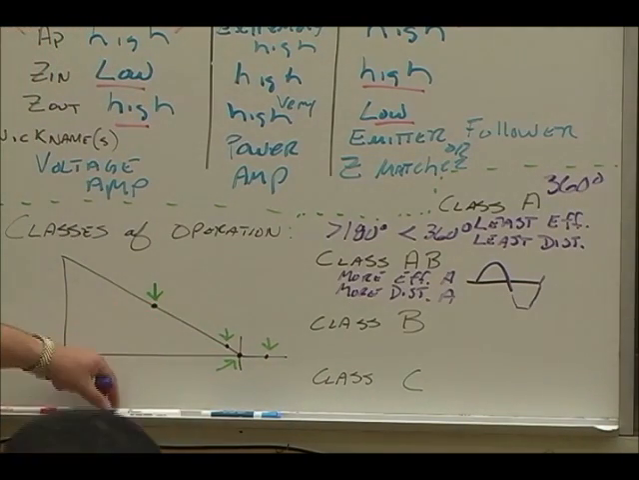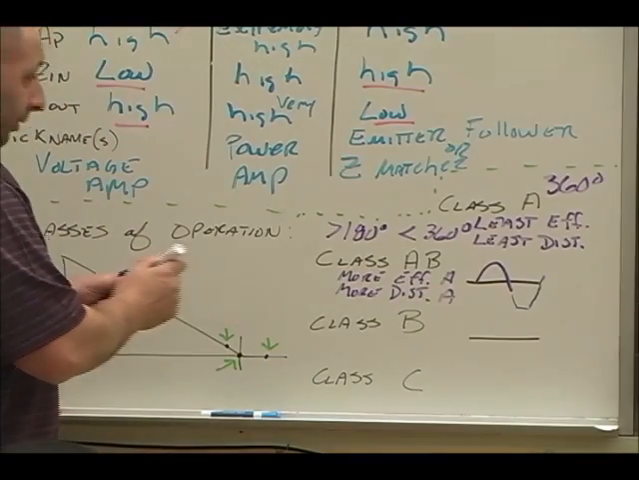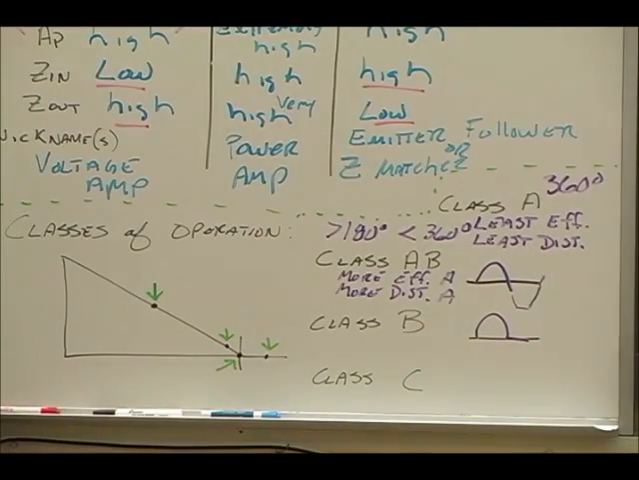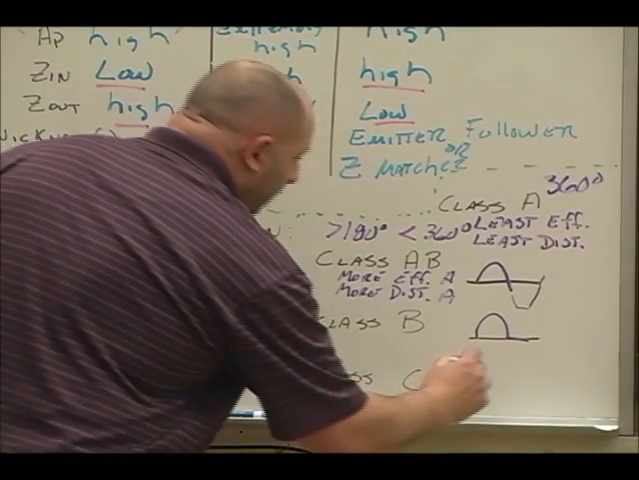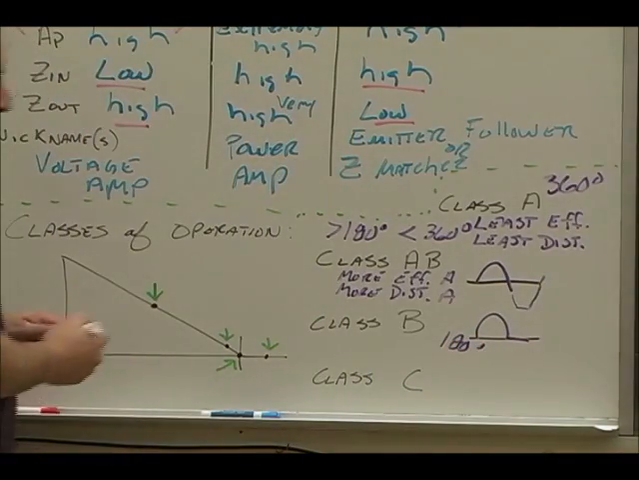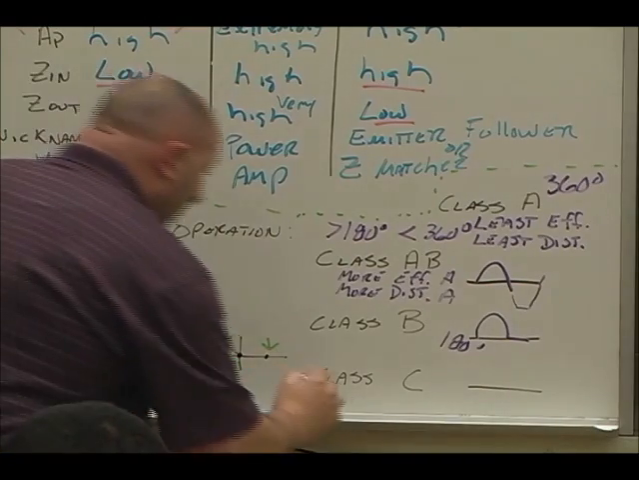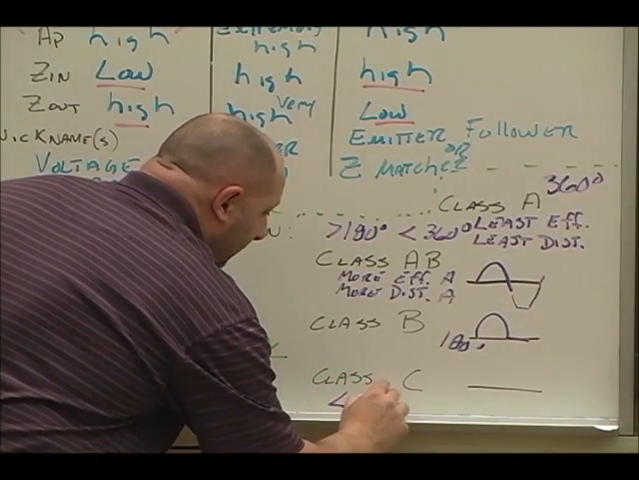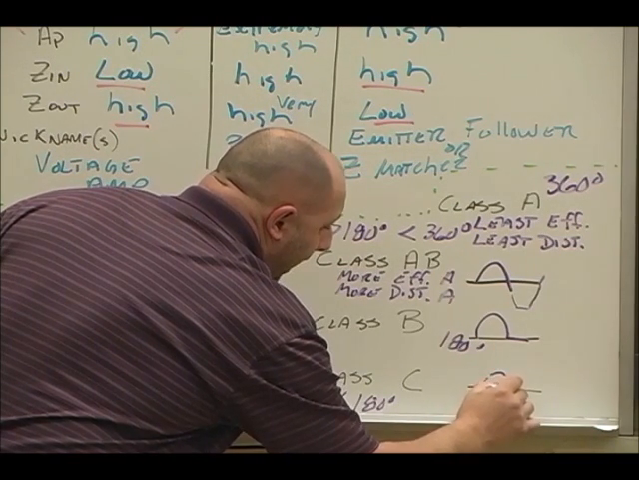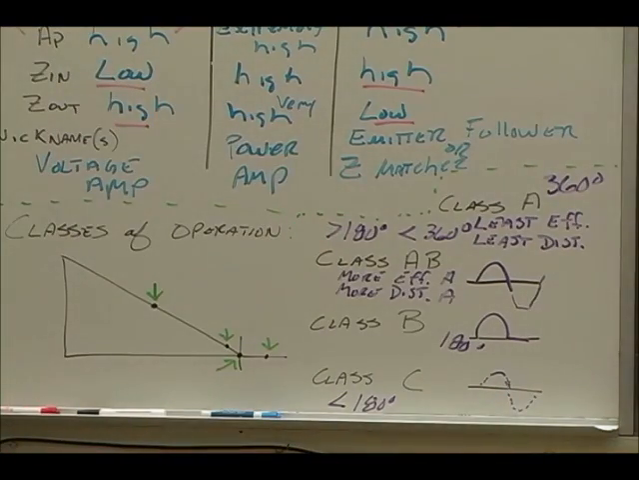What about class B? What does that thing look like? Yeah, easily describe it as, hey, it's just 180 degrees. That's it, it's half a cycle. Done. 180. That should be simple enough. And then class C, what's up with that? Yeah, it's less than 180. Less than 180 degrees. So you got something that's like that, and the rest of it's gone, like a little beacon signal.